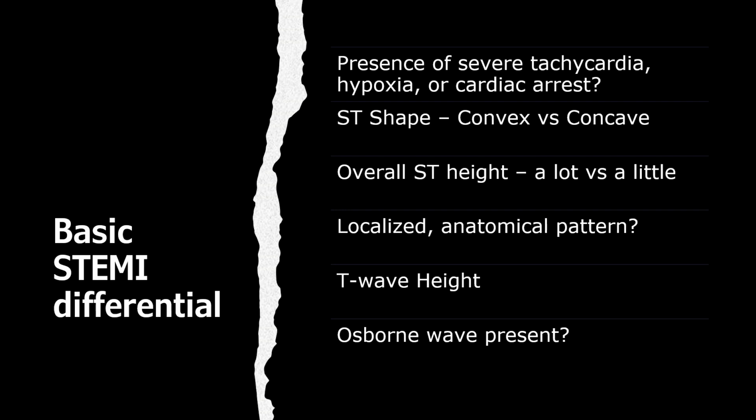T-wave height's another one. STEMIs make big T-waves, so if you have little T-waves, that starts to make me think maybe I'll take a second look at it. And the same thing with Osborne waves. Osborne waves are these little upside down J fishhook looking waves after your QRS complex. And if you see those present, that really gives me pause before I'm going to activate that I'm not dealing with a mimicker like BER or pericarditis.